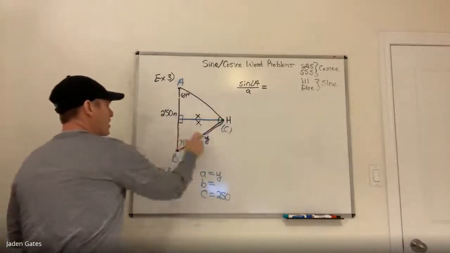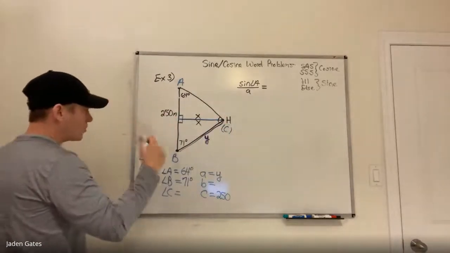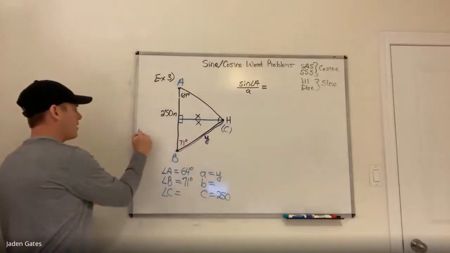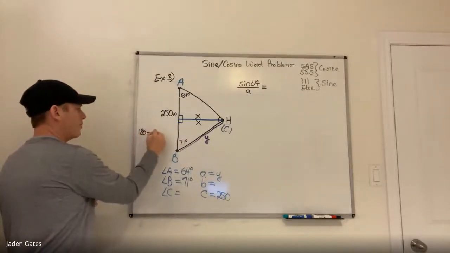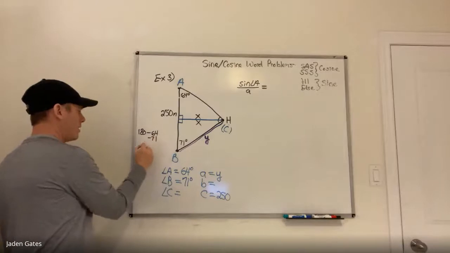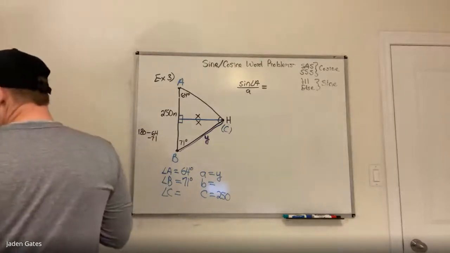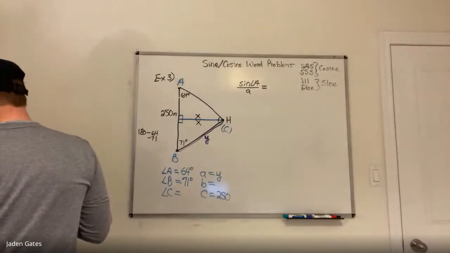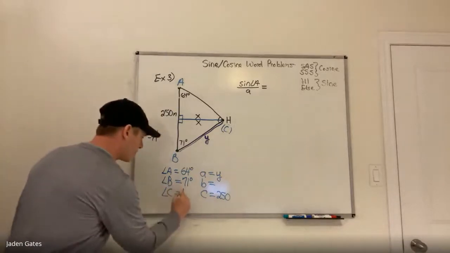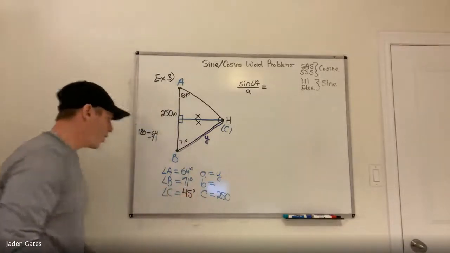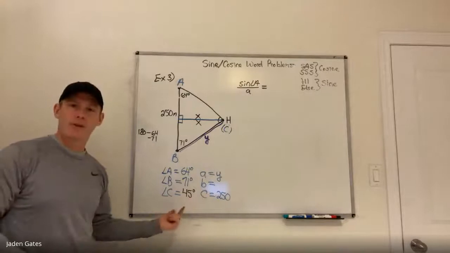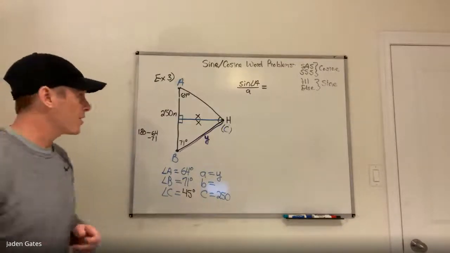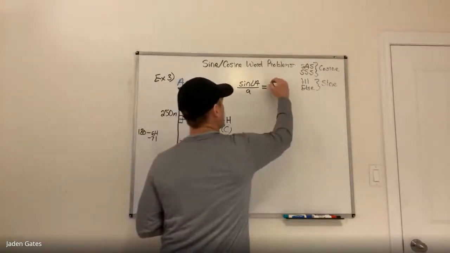All the angles inside that big triangle have to add up to 180. So let's see here. I take 180, I subtract 64, I subtract 71, and that'll give me my angle C, which I'm getting to be 45 degrees. There we go. So now I have everything for the C part. I have both the angle and the side. So that's the second part I'm going to use.